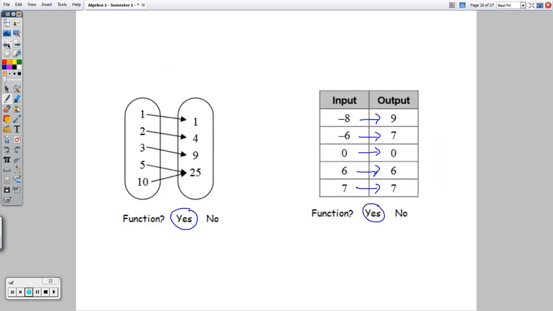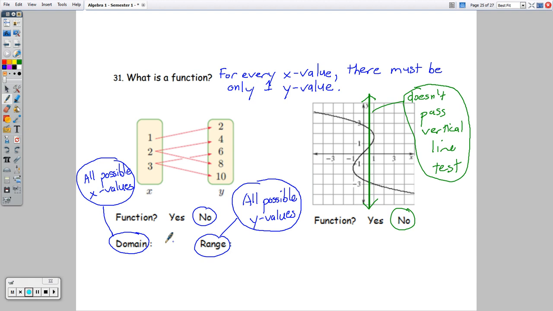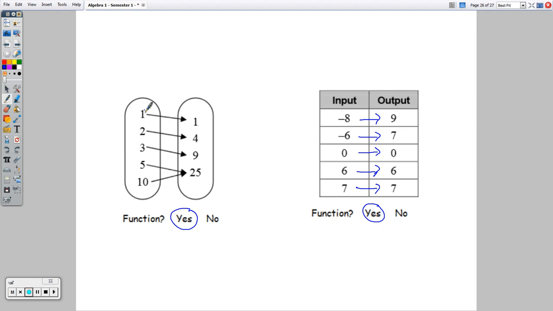I forgot one thing back here. I said domain and range, what they were, but the domain here, what is it on this one? We're asked for that specifically. It is all the possible x values 1, 2, and 3. And the range, all the possible y values, all the values I see there, 2, 4, 6, 8, and 10. If you had to give that for these, you'd say domain is 1, 2, 3, 5, 10. Range 1, 4, 9, and 25.